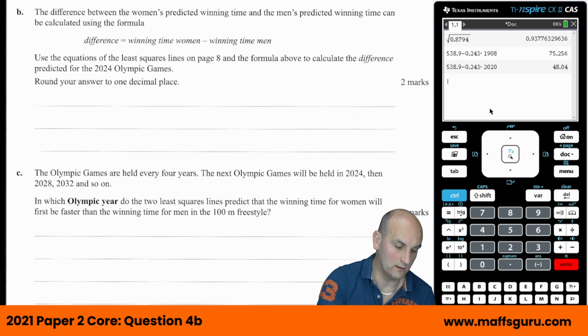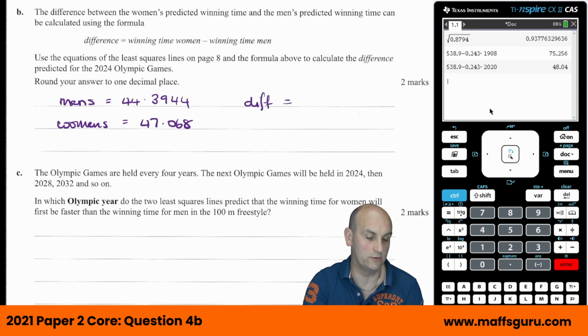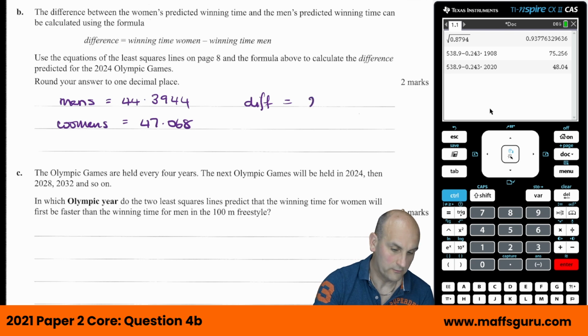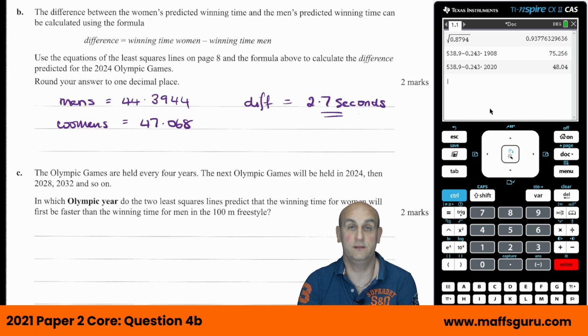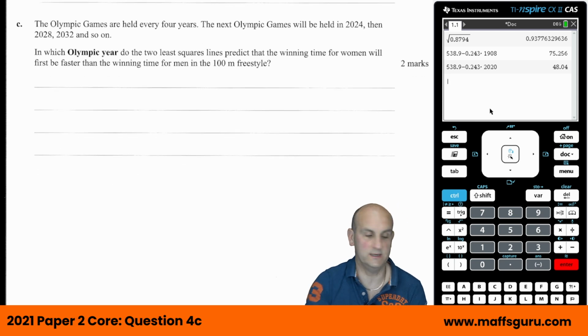Now when I did that, I got my value for men's to be equal to 44.3944, I believe. And for the women's, I got 47.068. Therefore, the difference, and we had to make sure you took them away correctly, was equal to 2.7 seconds. Now, I always write the units, to be honest with you. I know they give them to you in the question, but I always write the units just to make sure. Yes? So, again, where would you get the 2 marks there? One for the question, probably one for the answer, and maybe one for the working out, which I've effectively shown there.